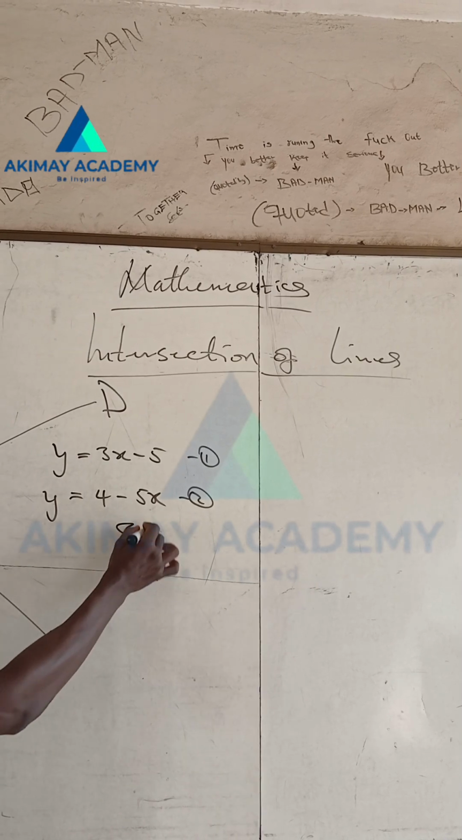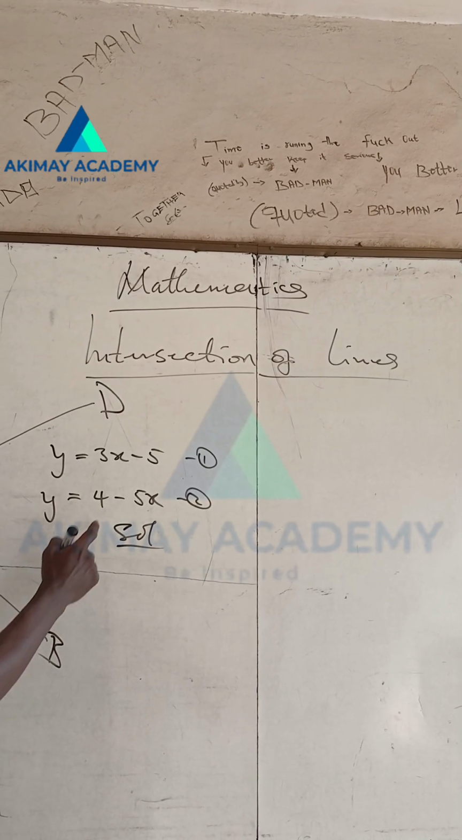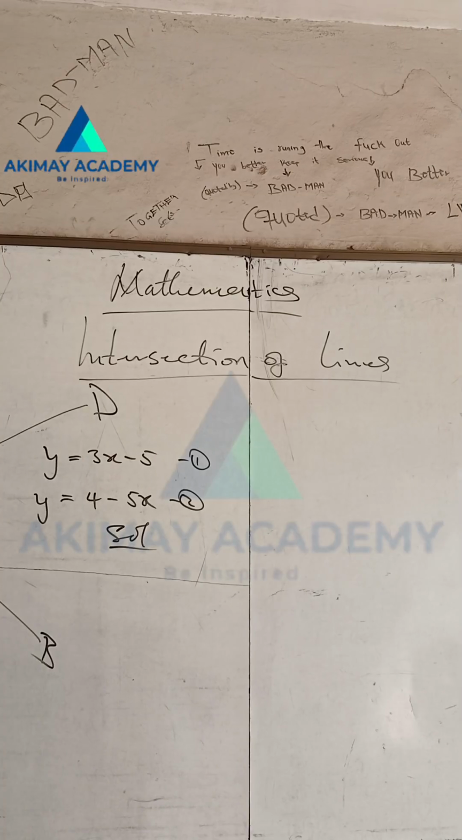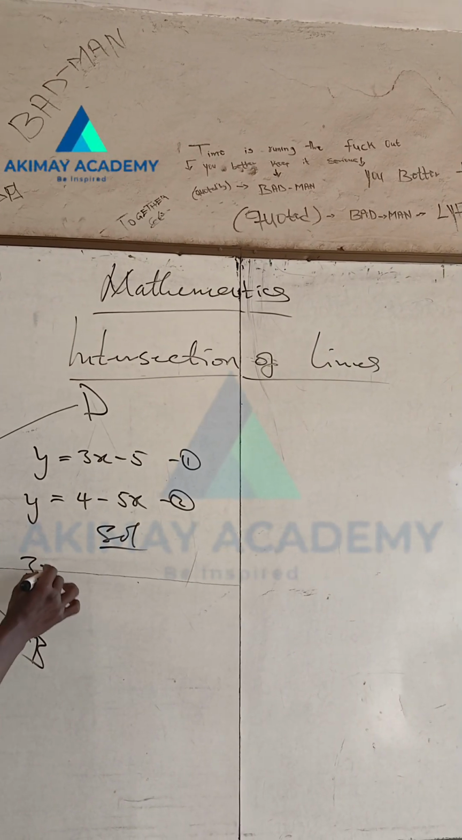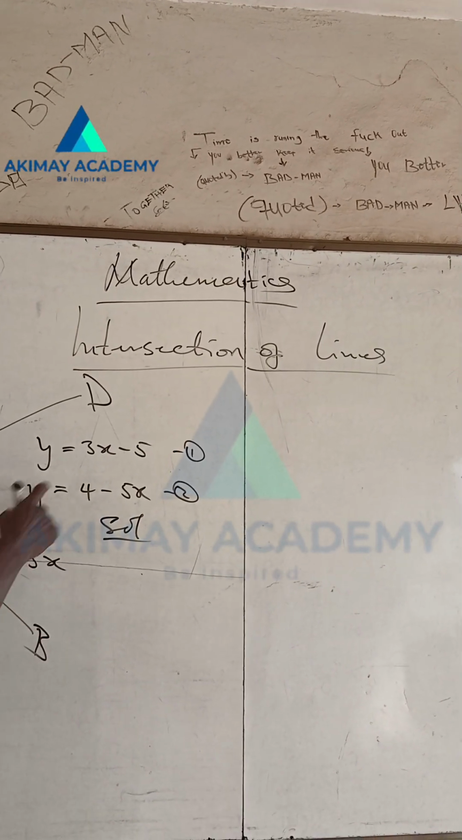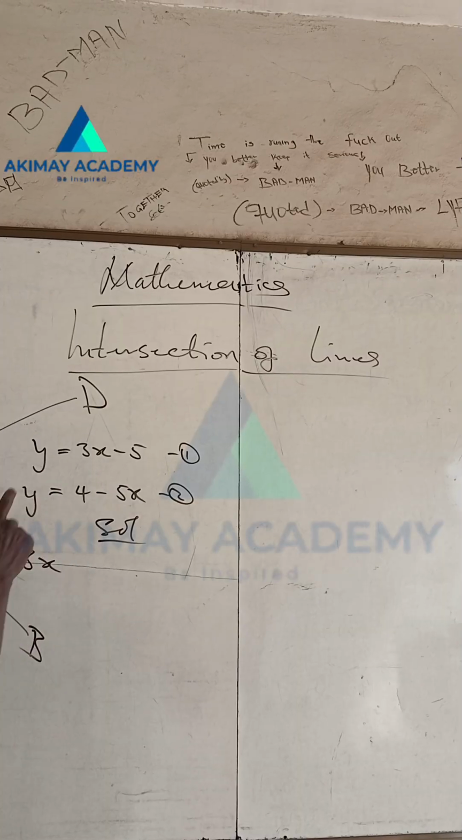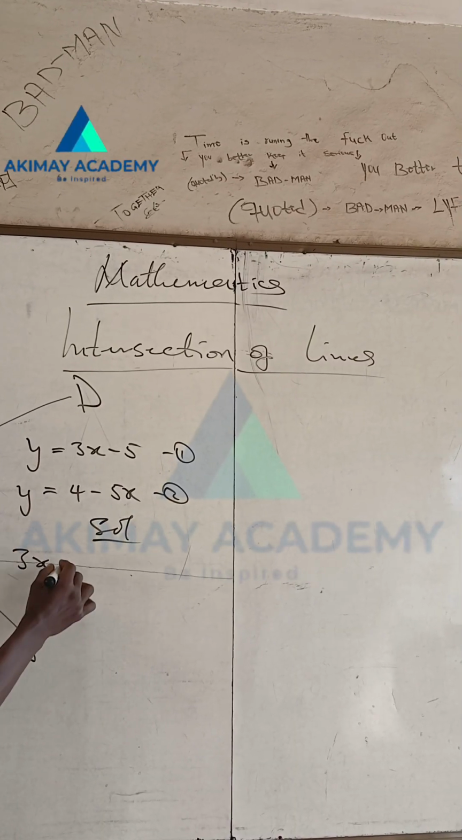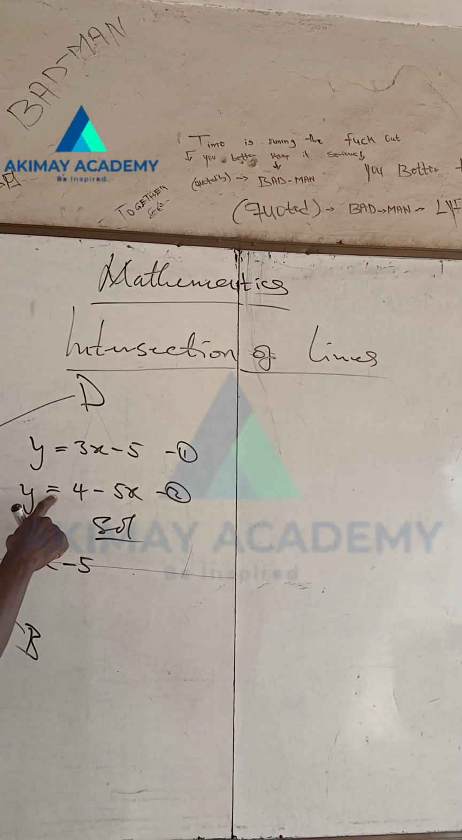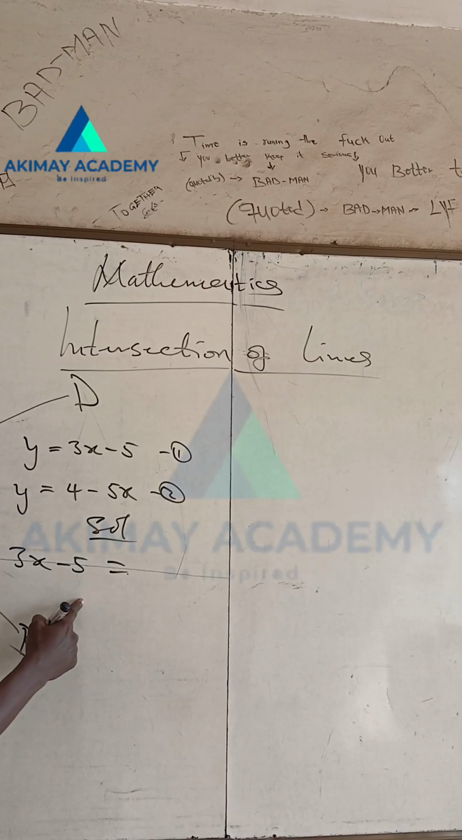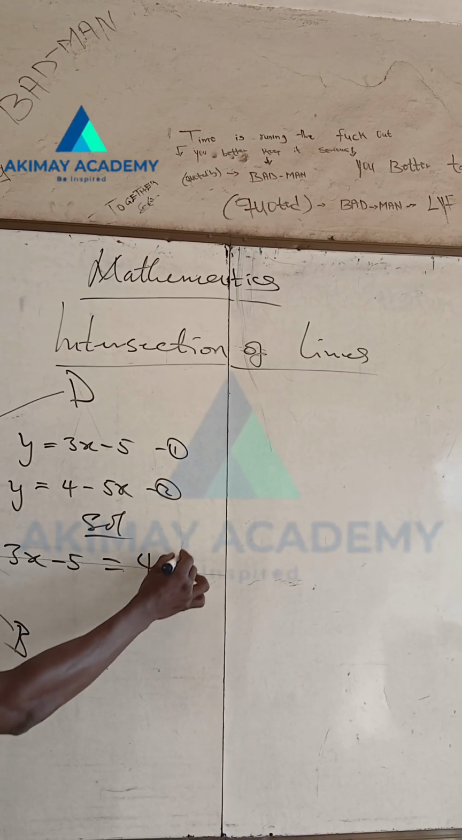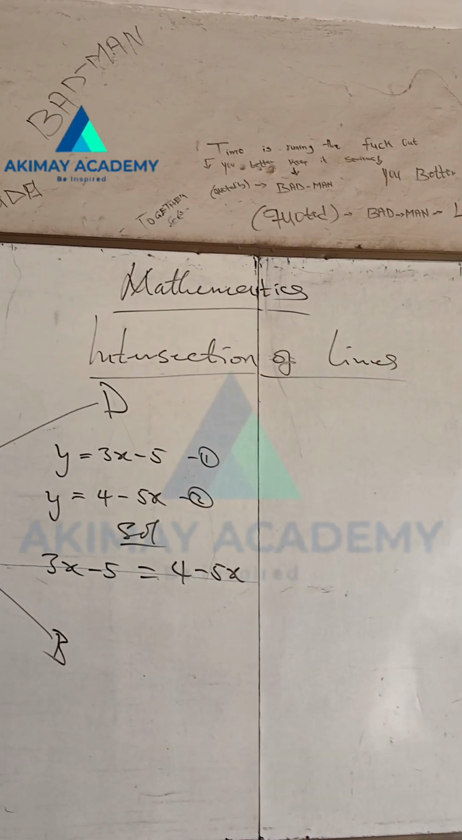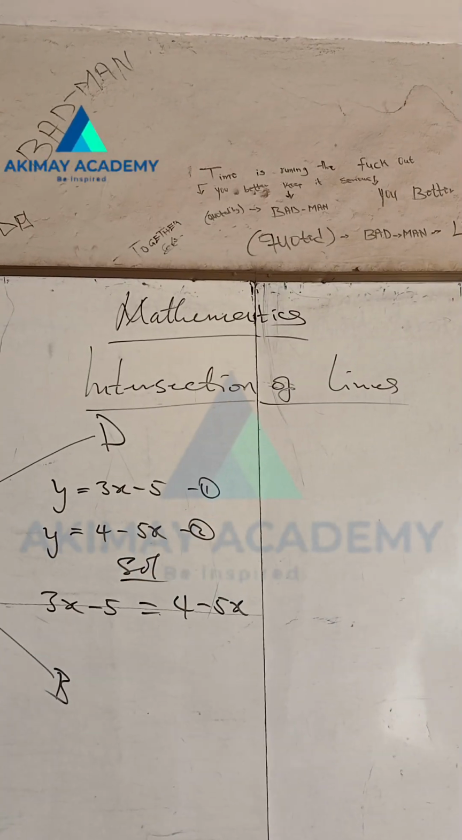So we are going to have, let's put equation 1 inside equation 2. So we are going to have 3x. In place of y, we are putting these values here. In place of y. So we have 3x minus 5 equals 4 minus 5x.